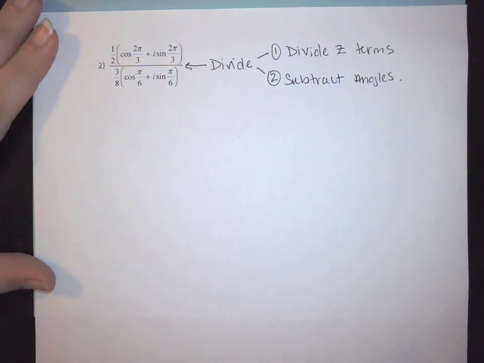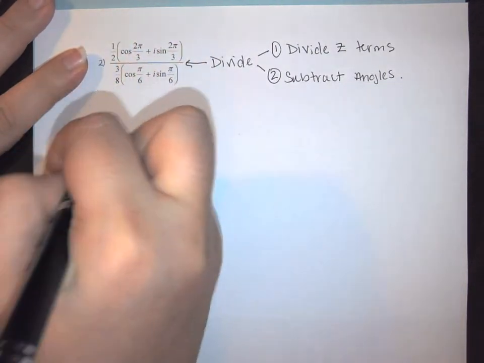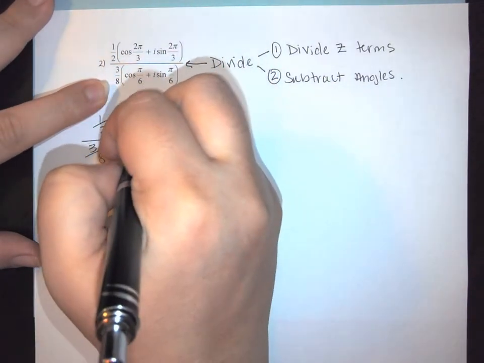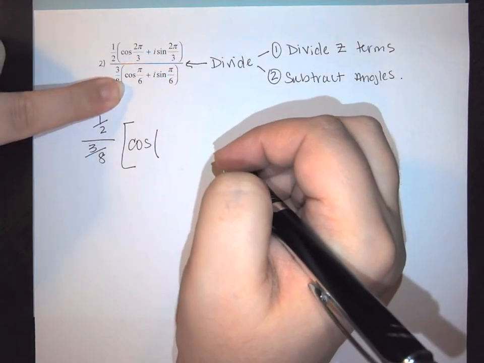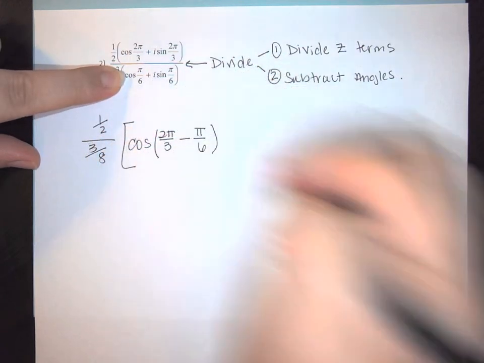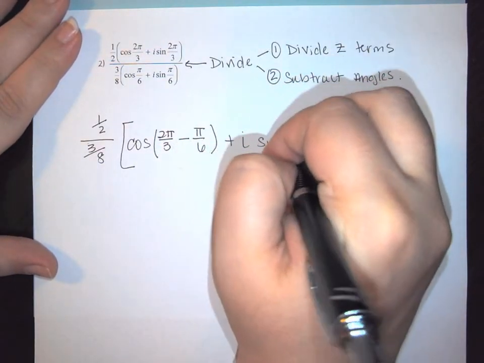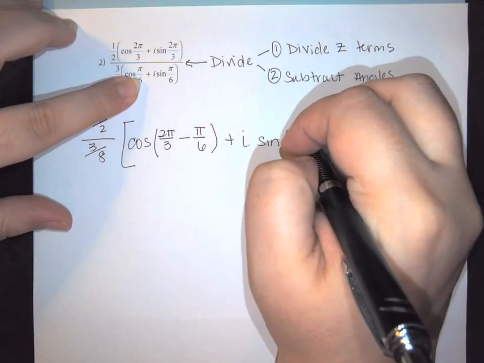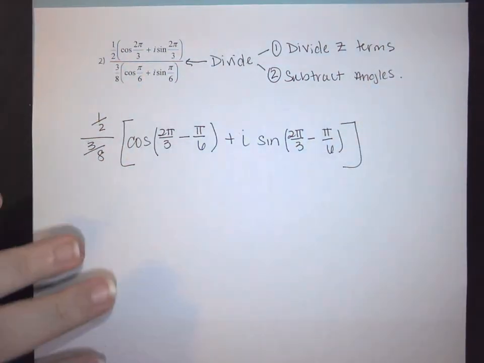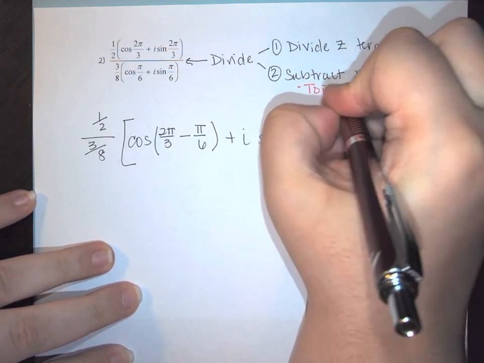So let's go ahead and work this out. Here I am going to have 1/2 divided by 3/8. I'm going to open a bracket here. This is now going to be the cosine of numerator minus denominator. So this is going to be 2 pi over 3 minus pi over 6. Let's do it again: plus i sine, top minus bottom, 2 pi over 3 minus pi over 6. So again, what did we actually do to subtract angles? We do top minus the bottom, or numerator minus denominator.